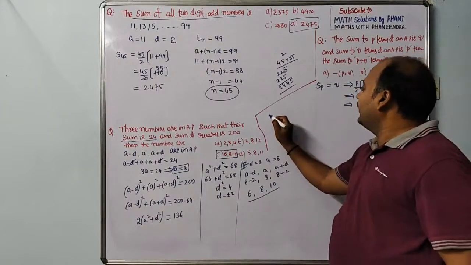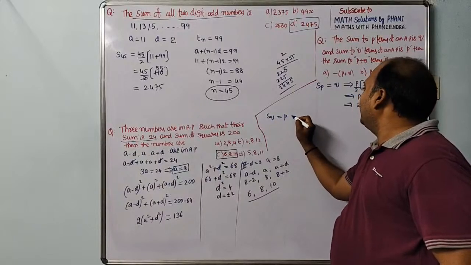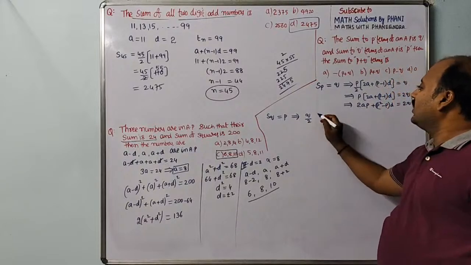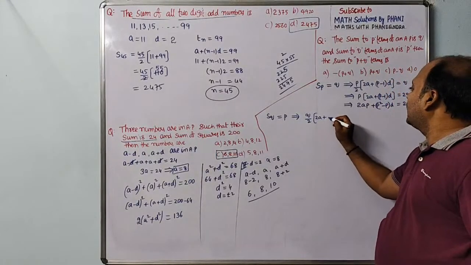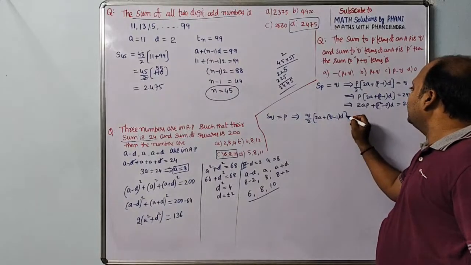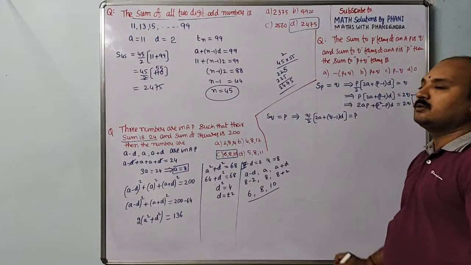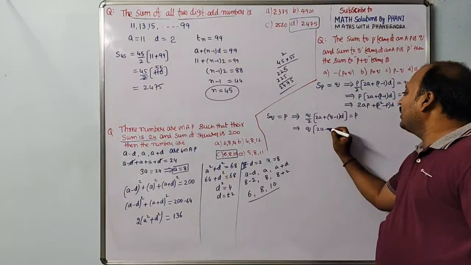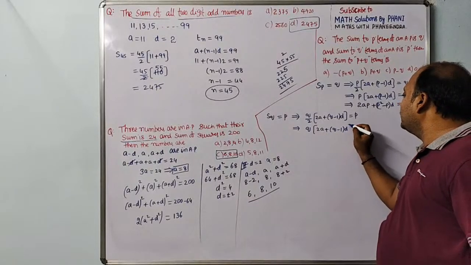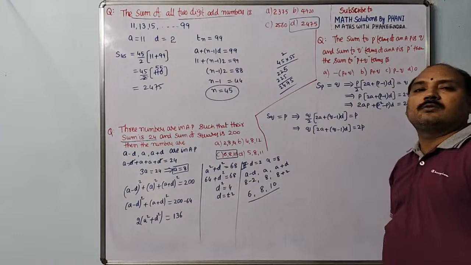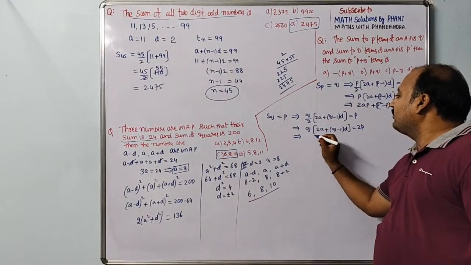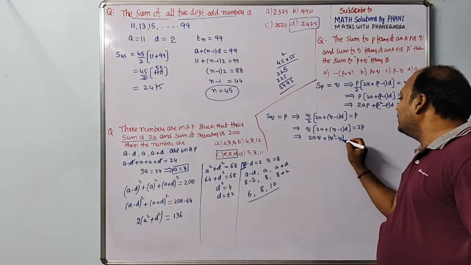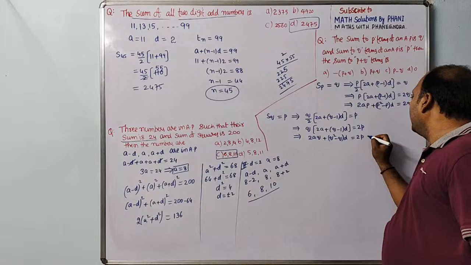Similarly, Sq equal to p, that implies q by 2 into 2a plus q minus 1 into d is equal to p. So that implies q into 2a plus q minus 1 into d equals 2p. Again multiplying with q, 2aq plus q square minus q into d is equal to 2p, equation number 2.